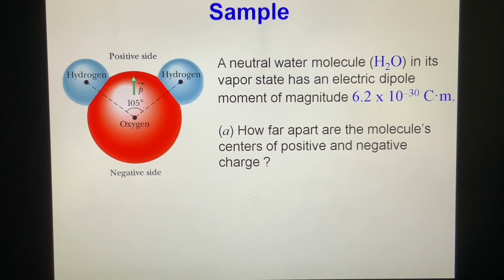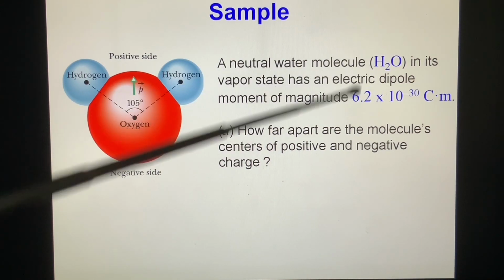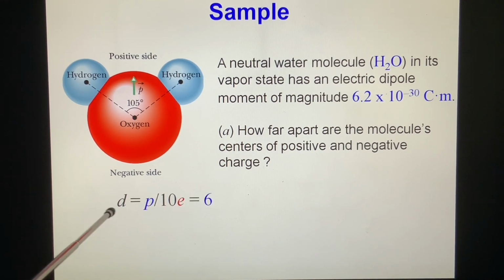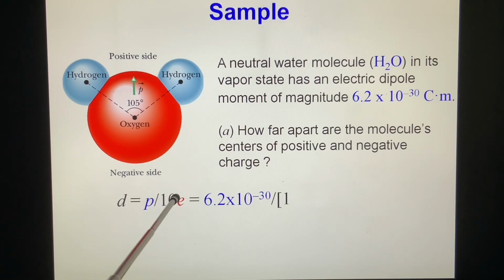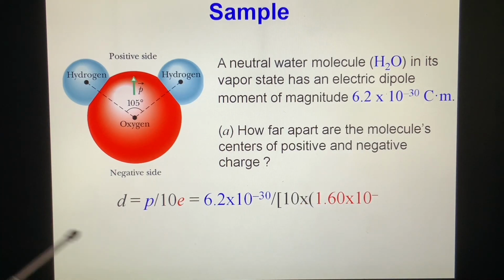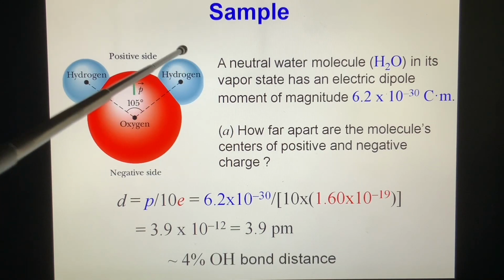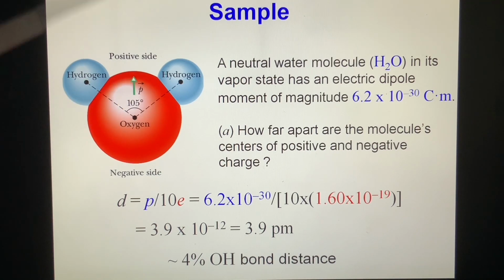Okay, this is a dipole. You have a charge. How much charge? Oxygen has 8 and each hydrogen has 1, so altogether it is 10: 10 electrons, 10 protons. So d equals P over 10e. This is the total charge, and P is given. We put it in and find d, which is 3.9 times 10 to the power of negative 12 meter. That's 3.9 picometer, which is about 4% of the O-H bond distance. This figure is exaggerated.